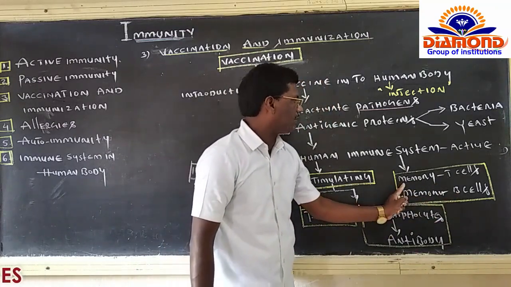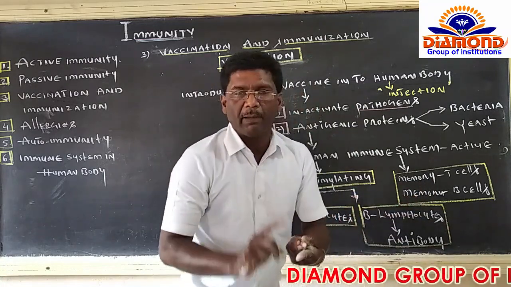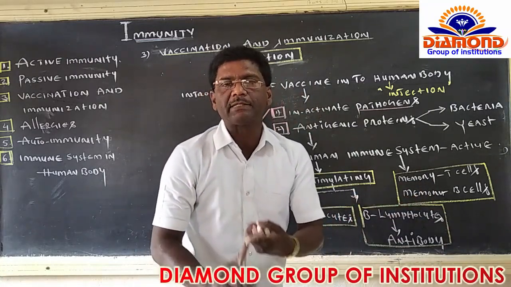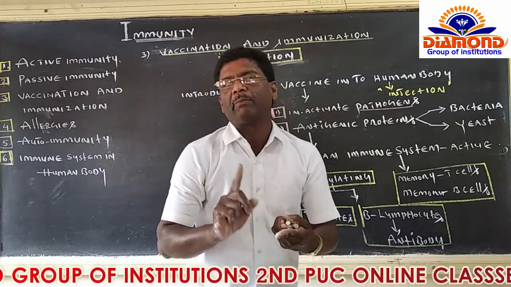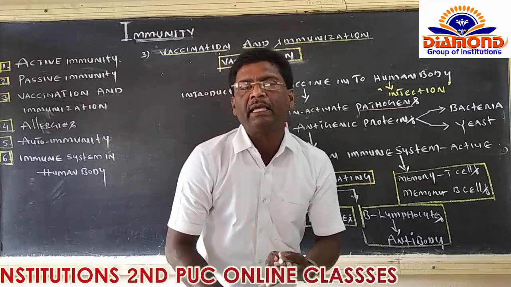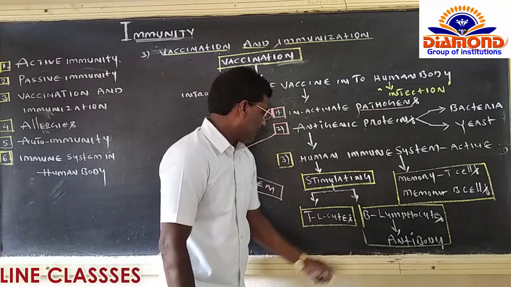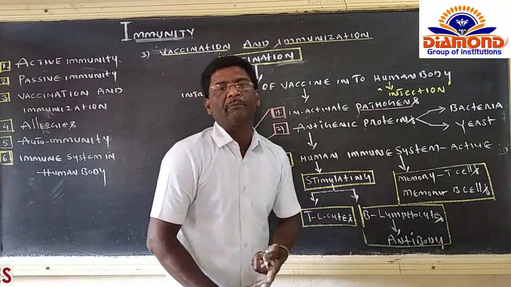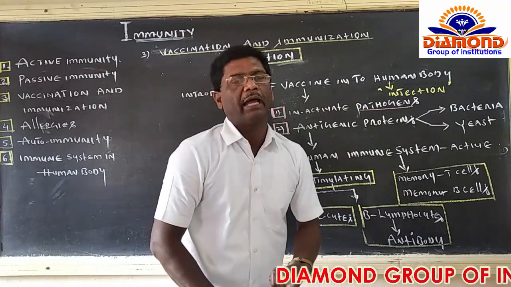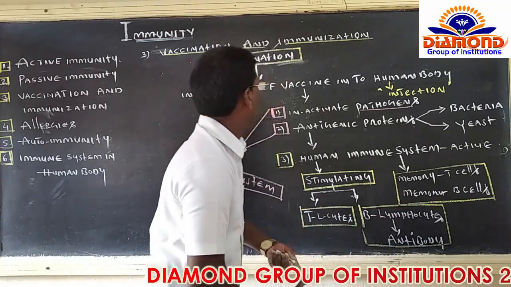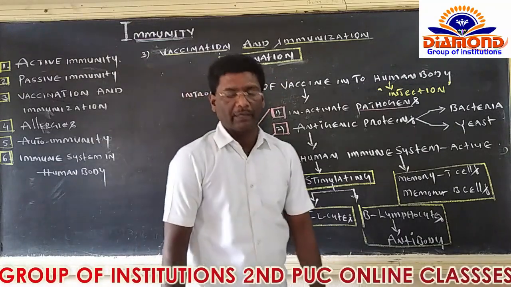What is the basic function of the memory T cells and the memory B cells? The memory T cells and memory B cells recognize the pathogens and the antigens. Right after that, immediately B lymphocytes and T lymphocytes take action against that particular pathogen or antigen. This is the way the vaccination process goes on, right?